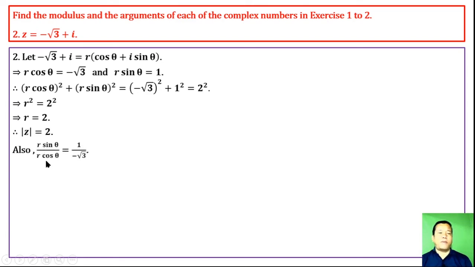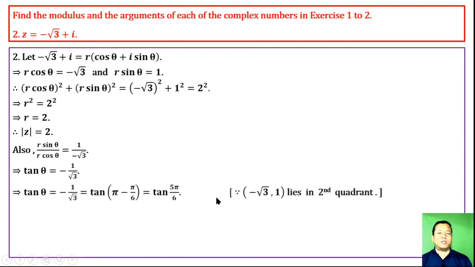Also, r sin theta by r cos theta is 1 by minus root 3, that is tan theta equal to minus 1 by root 3. Tan of which angle gives this? Because the point representing the complex number lies in the second quadrant, the angle is measured from the second quadrant.